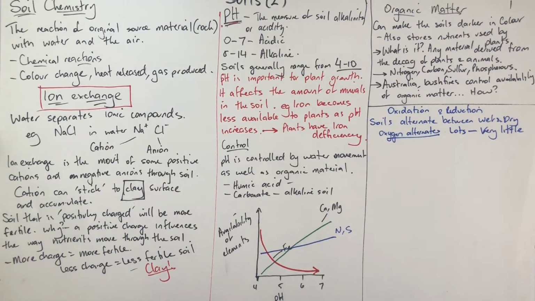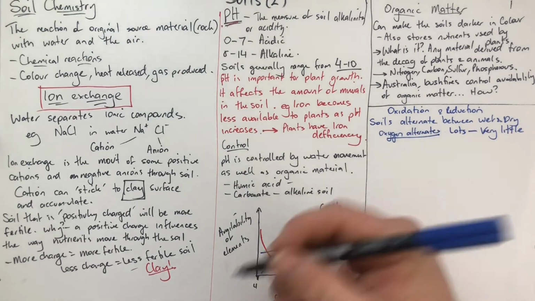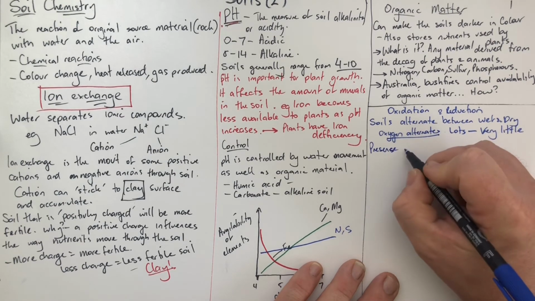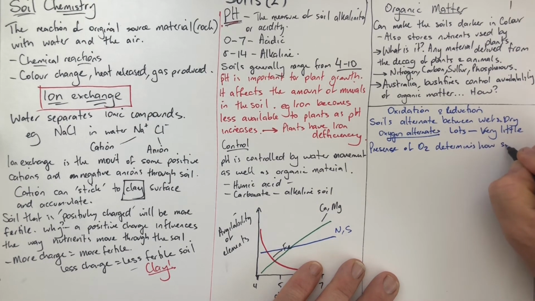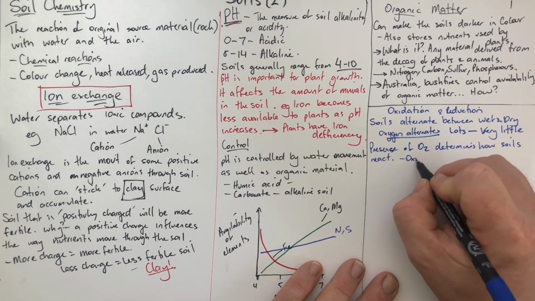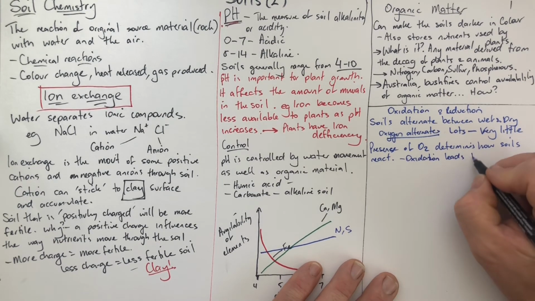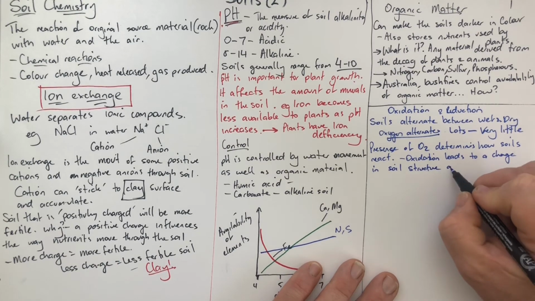And the presence of oxygen really determines how soils will react. Oxidation, we think about oxidation, that's a loss of electrons, and reduction is the gaining of electrons at the surface. And this oxidation, well, look, primarily, what does it change? It changes the stability of the soil, but it also leads to that, obviously, that massive colour change. So let me write some of that down. So presence of O2 determines how soils react. So a change in soil structure and colour.